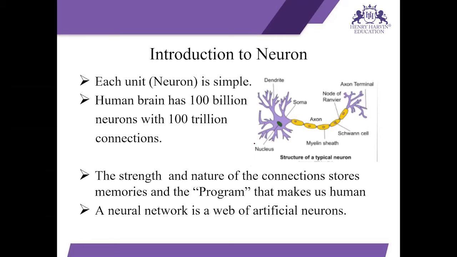So let us try to study the major components of a neuron. The first one is the dendrites. The dendrites take inputs from other neurons in the form of electrical impulses. The next one is the cell body. It generates inferences from those inputs and decides what action to take. The next one is the axon terminal. It transmits outputs in the form of electrical impulses.